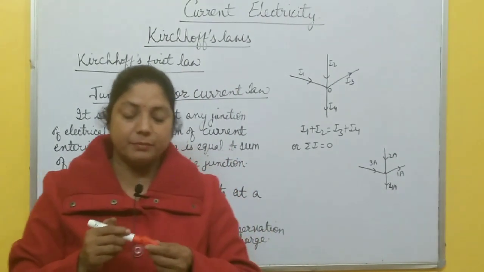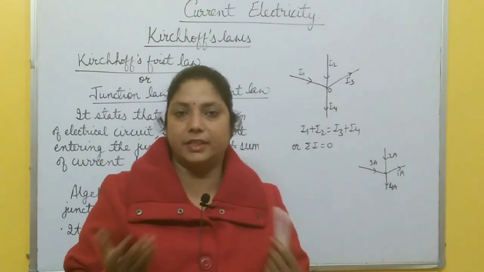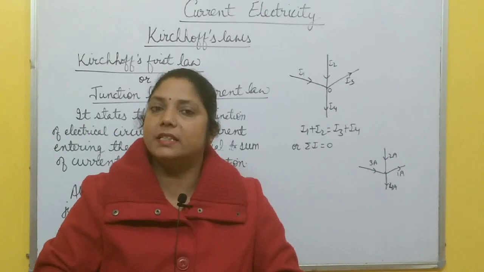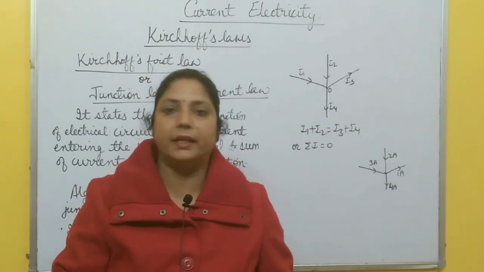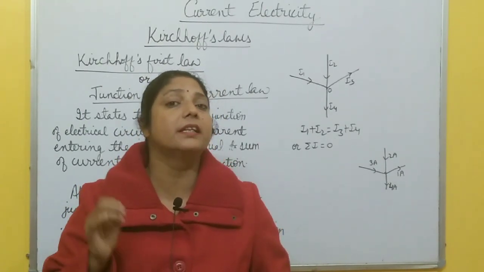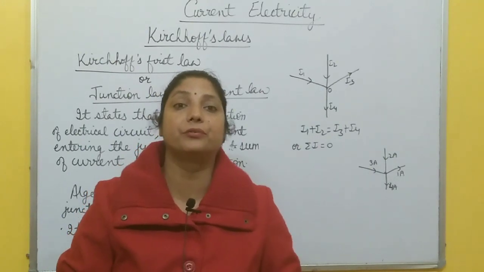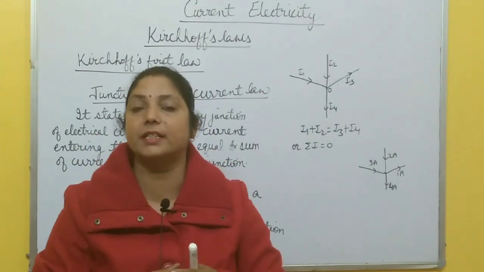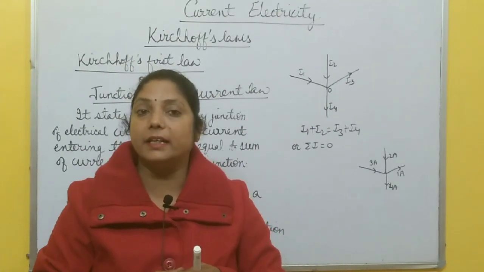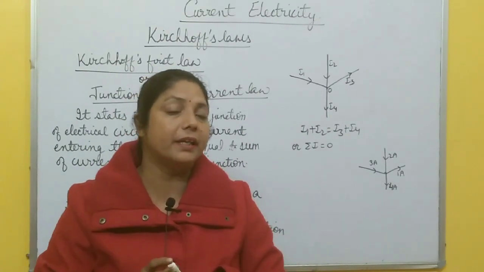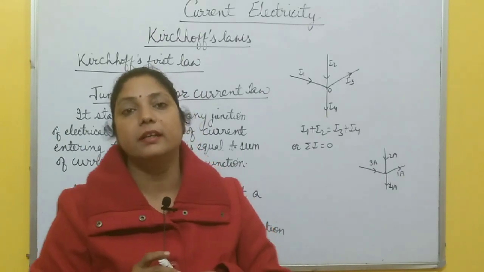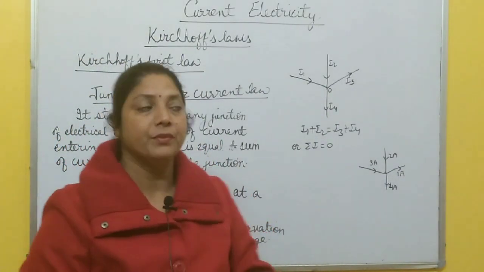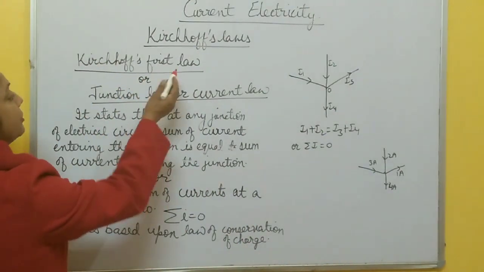Actually, we already discussed series and parallel combinations of resistors and cells. If the circuit is very simple, we can simply determine the total current in the circuit. But if the circuit is complicated, where you are not able to find series and parallel combinations, where two or more cells are connected in the circuit, then to solve that circuit we use Kirchhoff's law for complicated circuits, right? So first is Kirchhoff's first law.